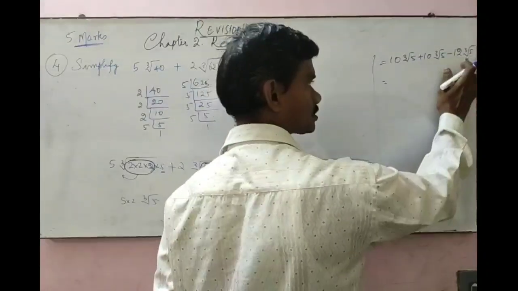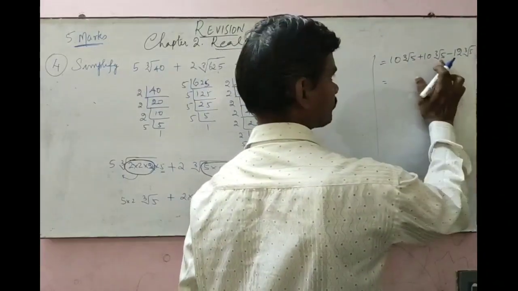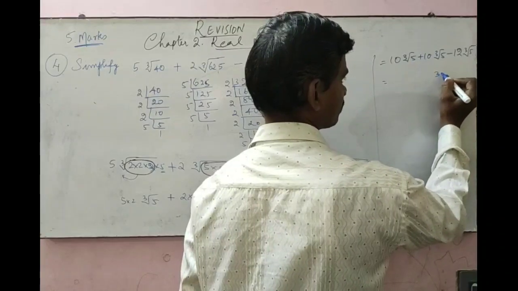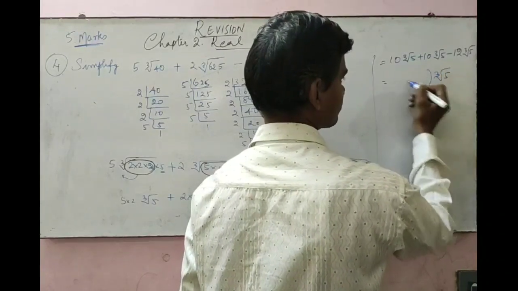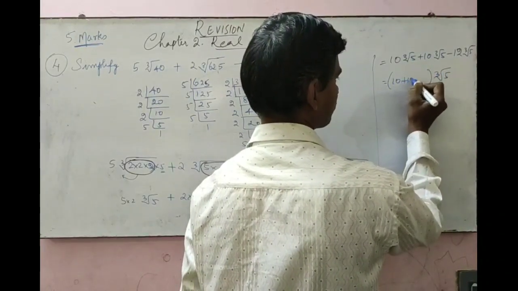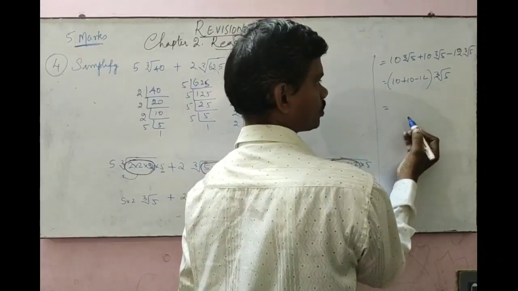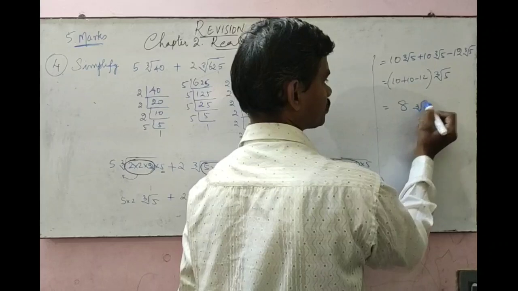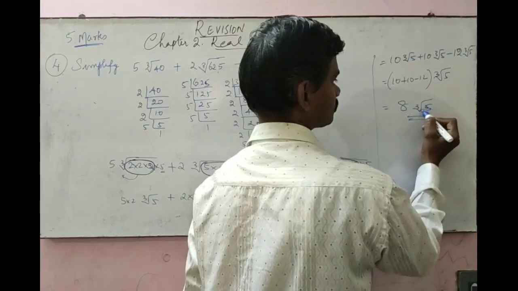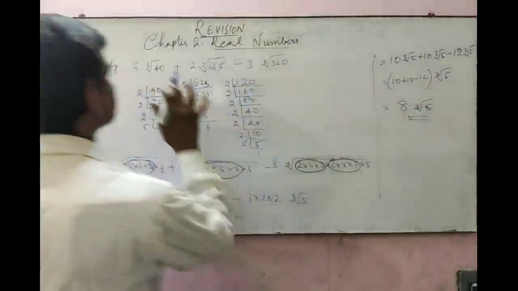Now all the surds are the same: cube root of 5, cube root of 5, cube root of 5. If I write this cube root of 5 as common, I can add 10 plus 10 minus 12. 10 plus 10 gives 20. 20 minus 12 gives 8. 8 into cube root of 5. So this is the simplified form of the given question.